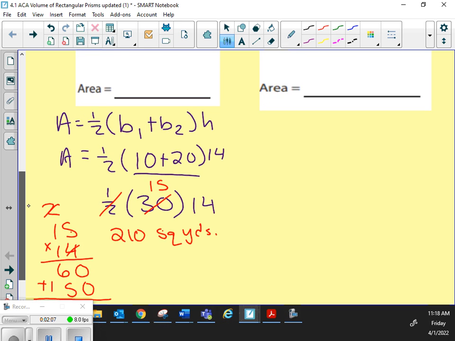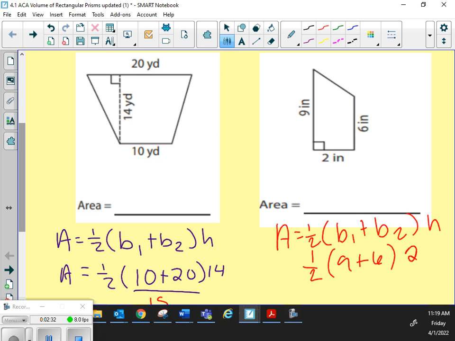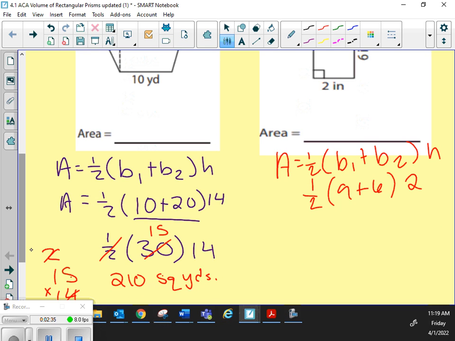Okay. That next shape is? Why is that one a trapezoid? Very good. Okay, same thing. My bases are? 6 and 9. 1/2 of 9 plus 6 times the height of 2. Order of operations says? 9 plus 6 is 15. Can I get rid of that half? Yeah, you all divide by 2. Half of 2 is? 1.